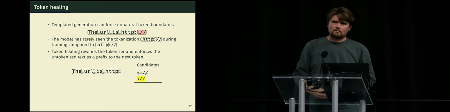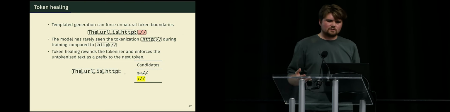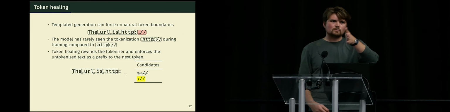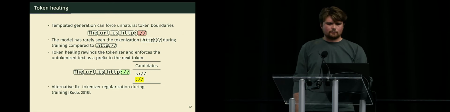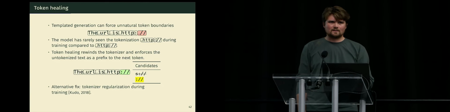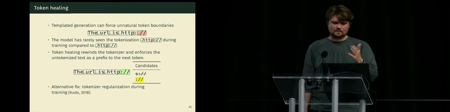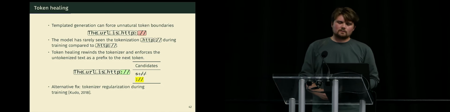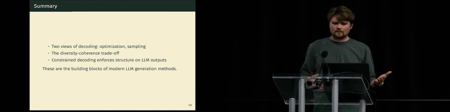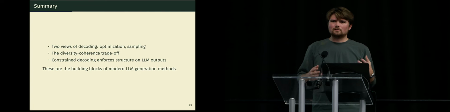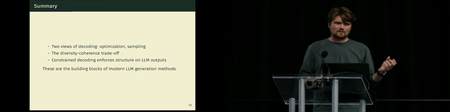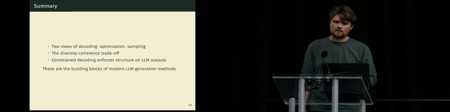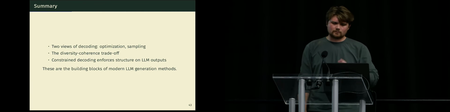So some constrained generation libraries do this thing called token healing, where it rewinds the tokenizer and then enforces that the next token has to start with the remaining text. So here it basically eliminates the HTTPS generation, but it selects the correct next token. Another way you could fix this is during training, you could apply tokenizer regularization, where you randomize the way that the tokenizer tokenizes the sequence during training. And this can make it more robust to gotchas like this.